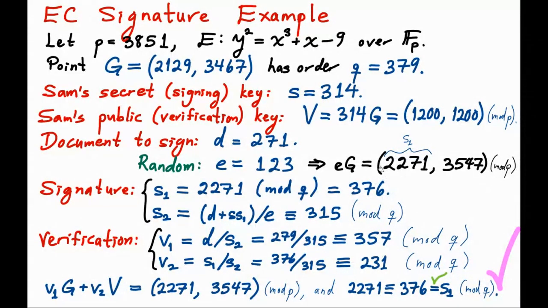For that reason, it really matters that here I am choosing representatives for the X coordinate. This is a point defined modulo P, and I'm choosing a representative for this coordinate that is less than P, where P was 3851. Then I reduce that modulo Q, and that is the first piece of the signature. The second piece of the signature is D plus 271 plus 314 times 376, and we divide by 123, all of this done in Z mod Q, and you get 315, right?